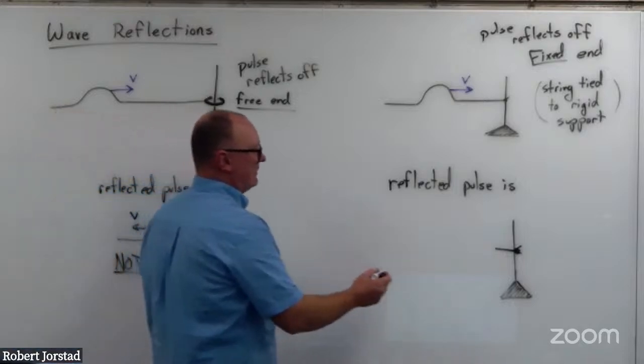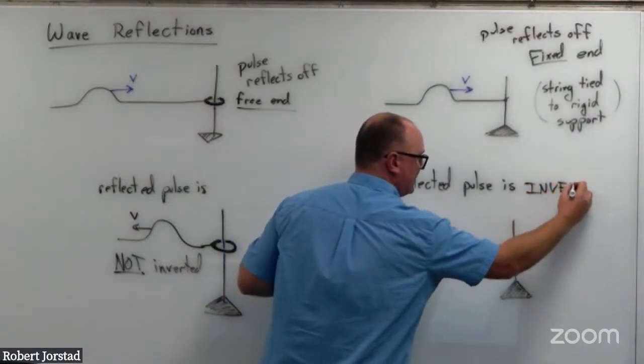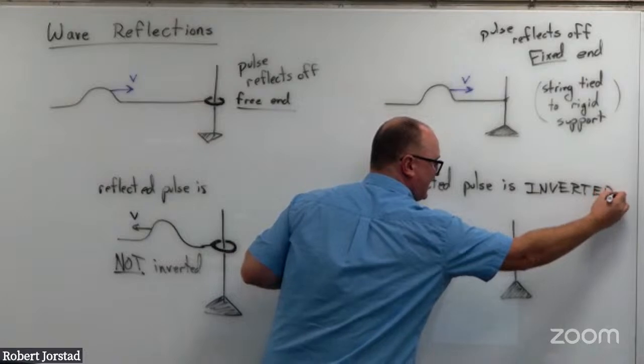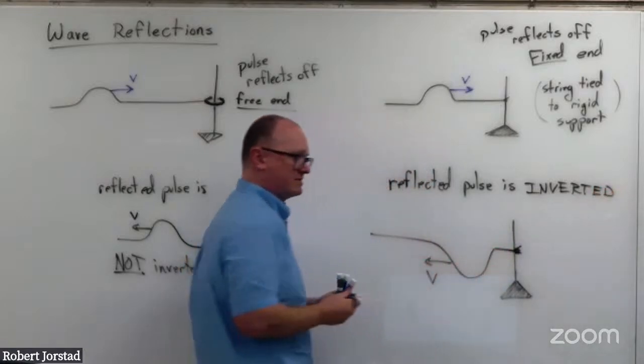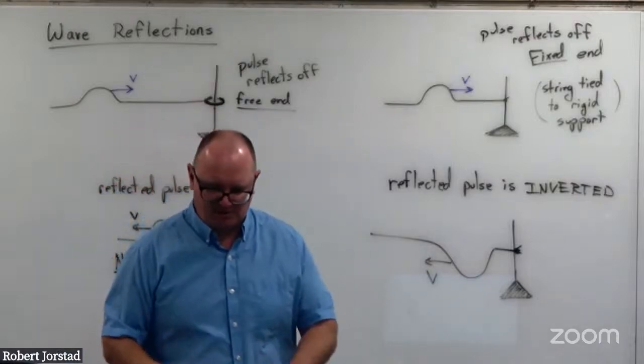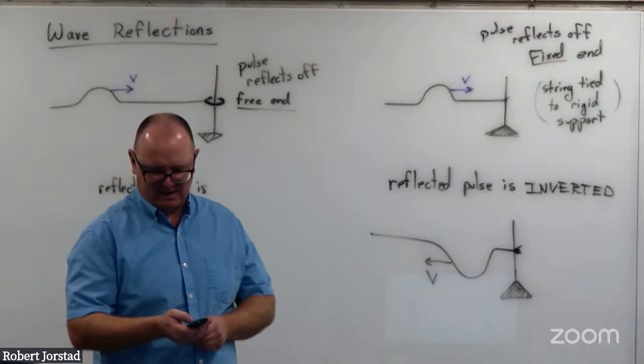Okay, the reflected pulse of a fixed end was inverted. Again, that seems like I'm spending a lot of time just to show you this, but you just got to trust me. This is going to show up multiple times, especially in optics. Okay, so now I've got an example of this.